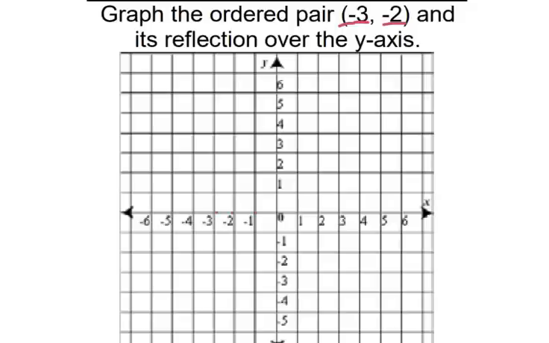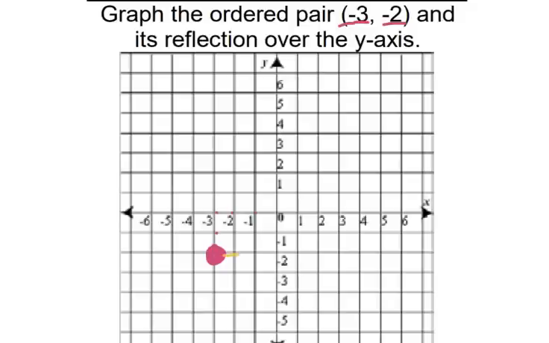Okay, so then we're going to go -2. So if we're looking at the y-axis up and down, which way is negative? Up or down? Yes, it is down. So 1, 2. So there's our plot. -3 and -2. Now we need to reflect over the y-axis.